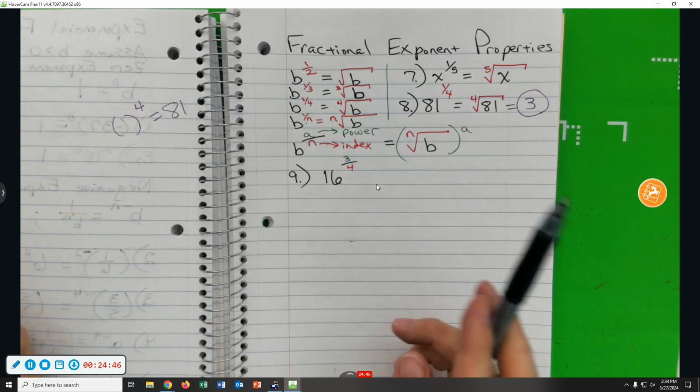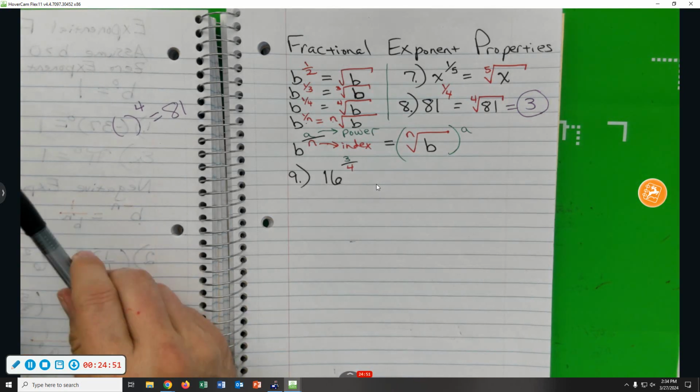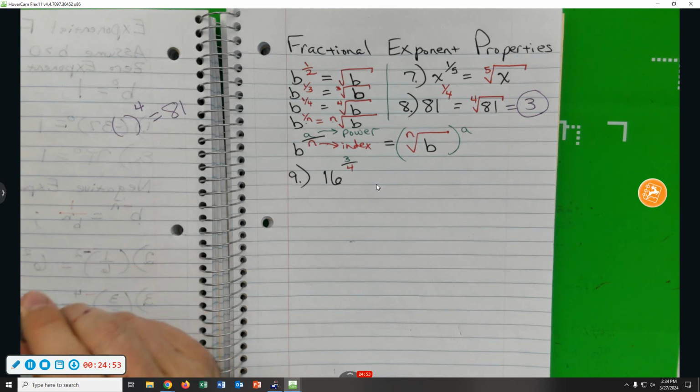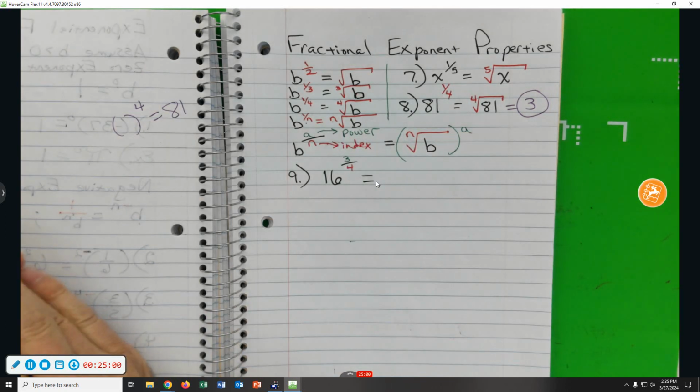Okay, I have a question. I'm not going to write the radical yet. Are we going to have a cube root or 4th root? Which one of them determines the type of root? Is it the number on top or the number on bottom?